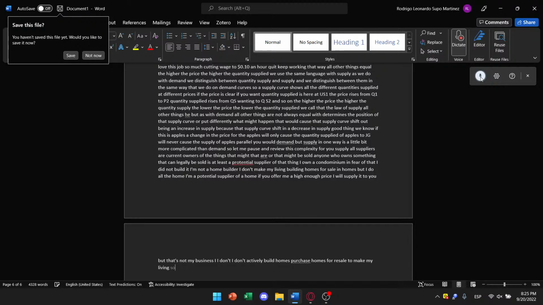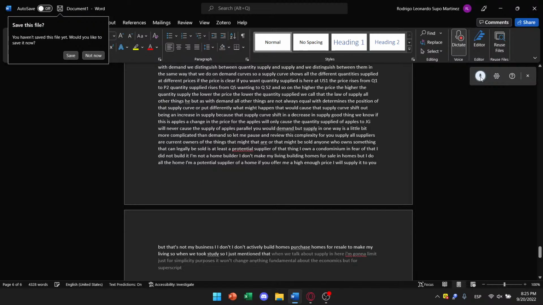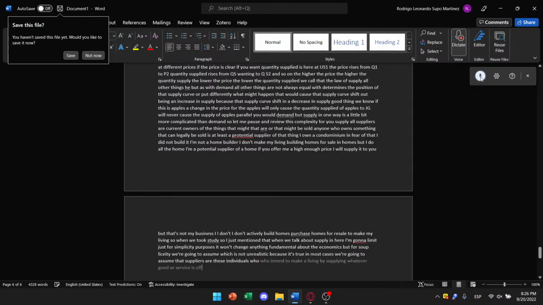So I just mentioned that when we talk about supply in here, I'm going to limit it, just for simplicity's purpose. It won't change anything fundamental about the economics. But for simplicity, we're going to assume, which is not unrealistic, because it's true in most cases, that suppliers are those individuals who intend to make a living by supplying whatever good or service we're talking about.